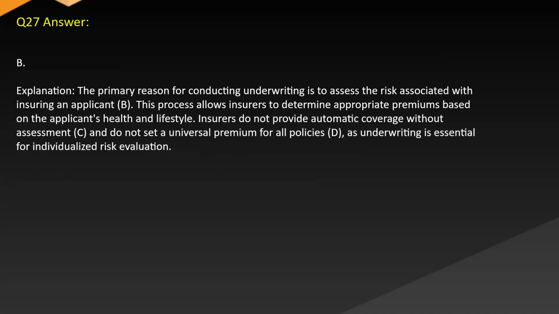Answer B. Explanation. The primary reason for conducting underwriting is to assess the risk associated with insuring an applicant. B. This process allows insurers to determine appropriate premiums based on the applicant's health and lifestyle. Insurers do not provide automatic coverage without assessment. C. And do not set a universal premium for all policies. D. As underwriting is essential for individualized risk evaluation.